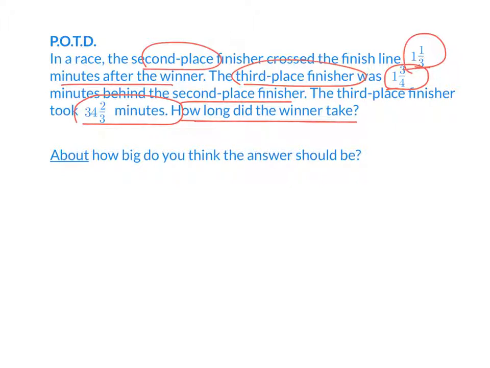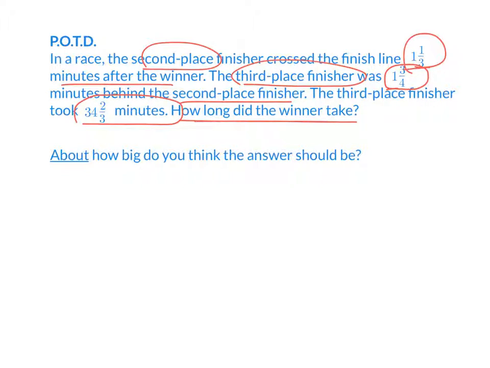About 33 minutes. What about 1 1/3? That's pretty close to what number? So if the second place probably took about 33 minutes, about how fast did the winner go? About 32 minutes. So our answer should be around 32 minutes. Okay? But let's actually solve it.